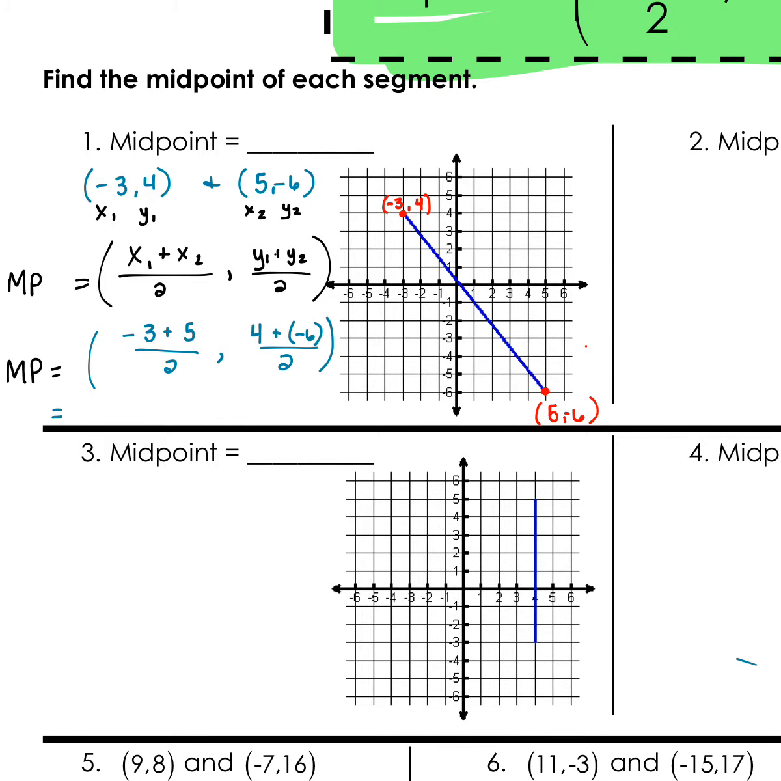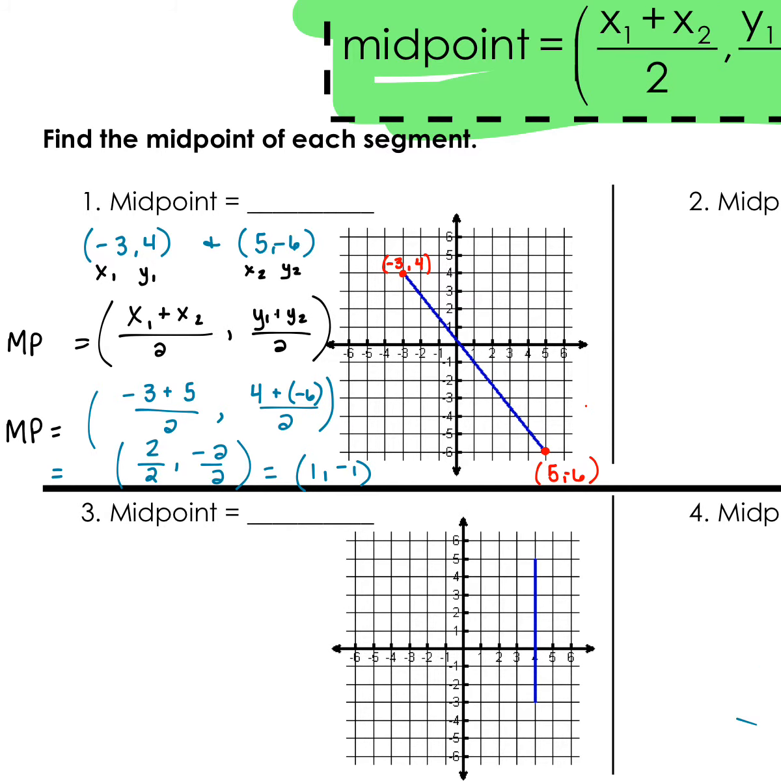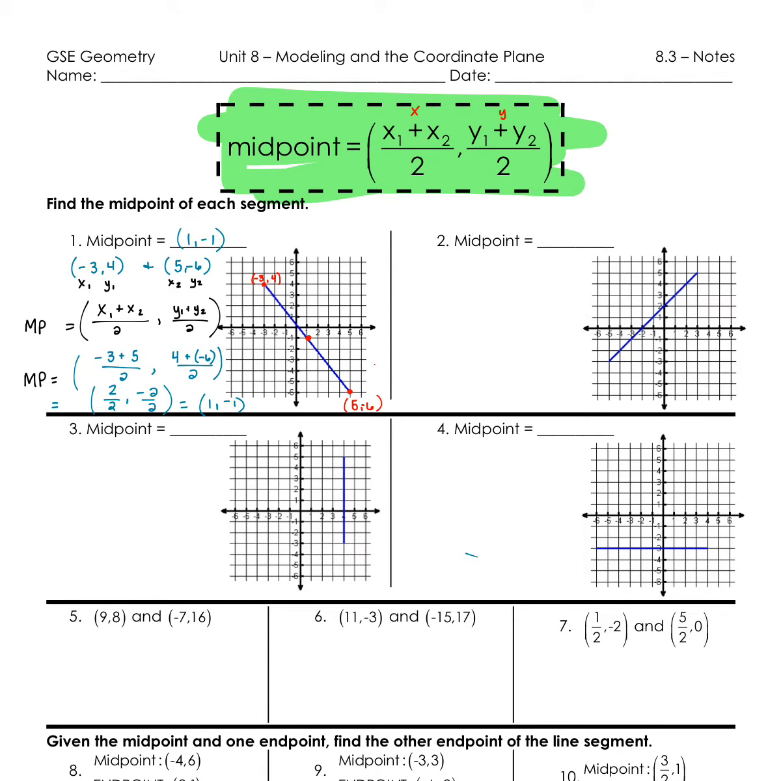Negative 3 plus 5 is 2, so we got 2 over 2. 4 plus negative 6, it's really 4 minus 6, is negative 2 over 2. And those fractions reduce down to 1, negative 1. So the midpoint of our first problem is 1, negative 1. And if I go to my graph, over positive 1, down to negative 1, that's a pretty good representation of our midpoint. Let's do the same thing for number 2.